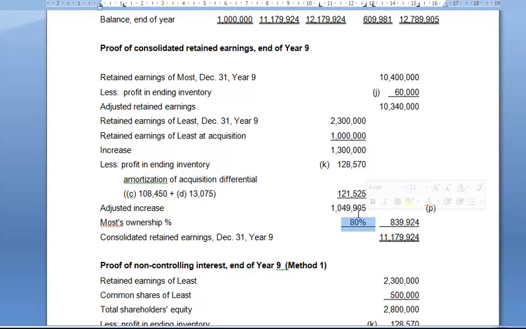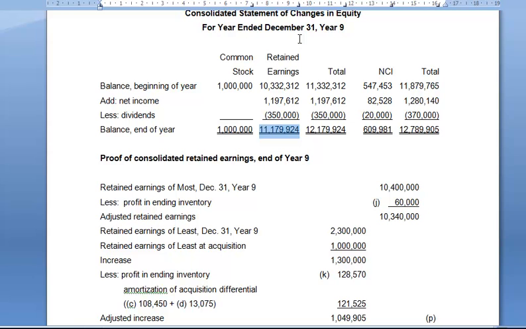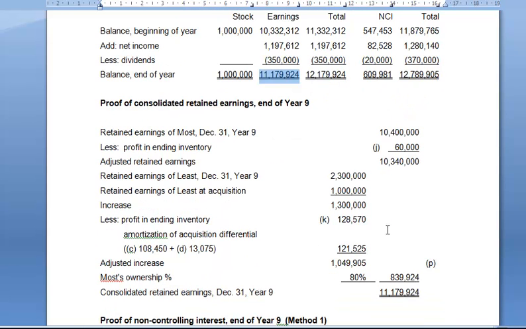So we only want our share as the parent, and that's 839,924 added to this guy here is going to give you that 11,179,924 that we got when we did the consolidated statement of changes in equity. The other thing you can do is you can validate this number as well.